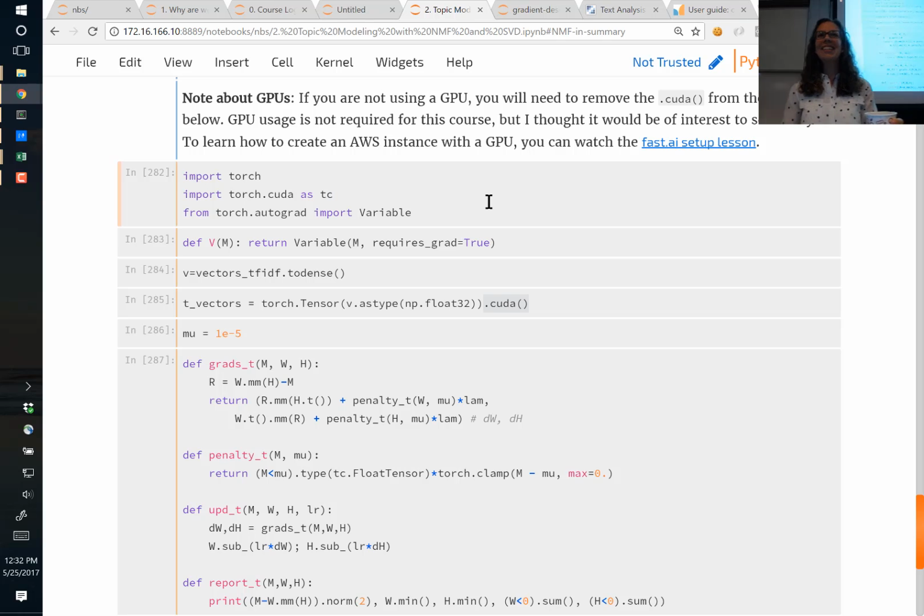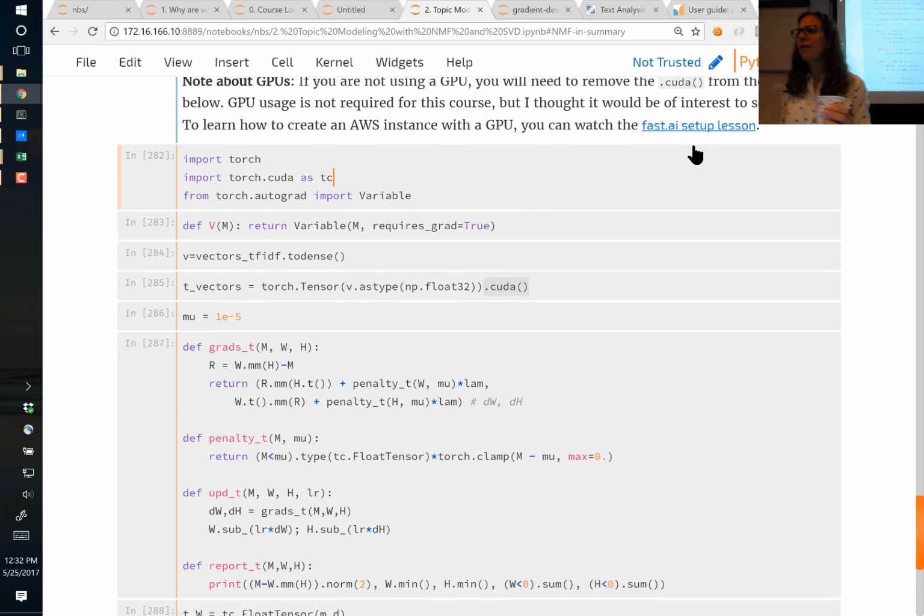Oh, and if you're interested in getting a GPU, the MSAN program has a box with a few GPUs that people can share. And something else that's great is AWS instances. And you can watch this setup lesson. This was from the deep learning course, but it walks through how to request a P2 from AWS. What that does is it lets you spin up a computer in the cloud that has GPU capabilities. Yeah, and definitely feel free to ask if you want more help or advice about that.